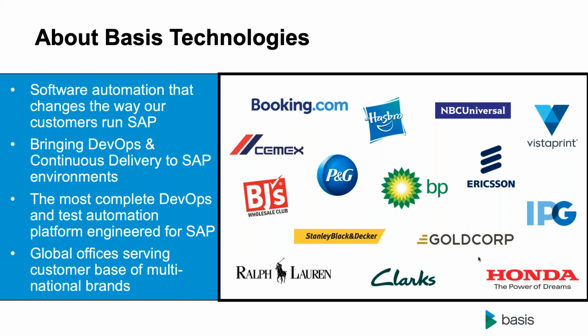Fundamentally, what we do is create automation software that enables our customers to change the way they run SAP, and therefore changes the way in which their SAP systems can respond to the needs of their business. We particularly enable organizations to bring modern development approaches like DevOps and continuous delivery into their SAP environments, which historically may have been very disconnected from the ways of working that we see in other IT teams. Our platform is the most complete DevOps and test automation platform that is specifically engineered for SAP.